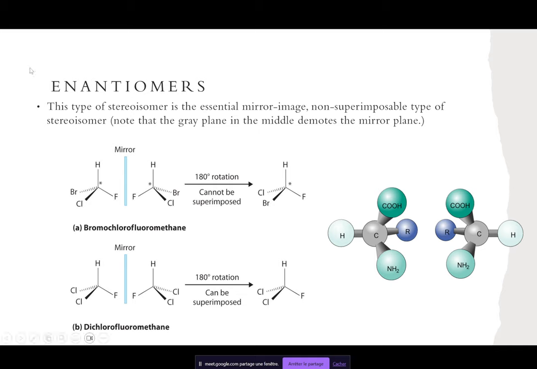Bromochlorofluoromethane. In here, we have bromochlorofluoromethane. This is an example of an enantiomer. They are both mirror images of themselves, but non-superimposable. And we have that there. And we also have another one, dichlorofluoromethane. Which ones are enantiomers and which ones are not enantiomers? A or B?